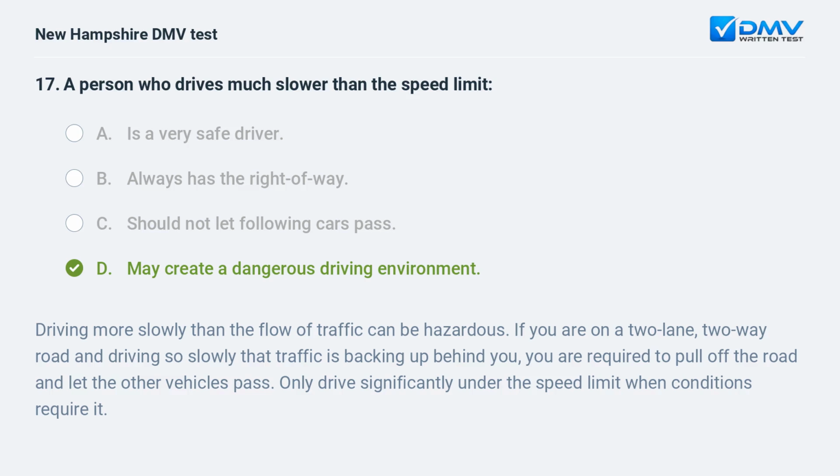Driving more slowly than the flow of traffic can be hazardous. If you are on a two-lane, two-way road and driving so slowly that traffic is backing up behind you, you are required to pull off the road and let the other vehicles pass. Only drive significantly under the speed limit when conditions require it.